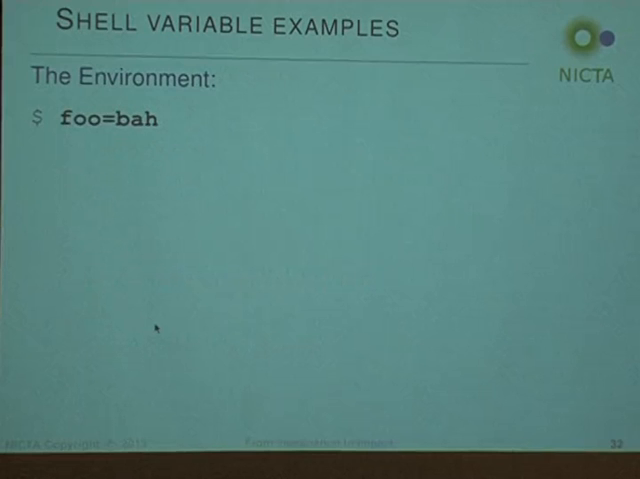But there's something else. Let's say we set foo equals bar. If you just type set on its own, it prints out all of the variables that are set in the current shell, plus all of the shell functions that are available. So if we then pipe set to grep foo, you get foo equals bar. Try that.